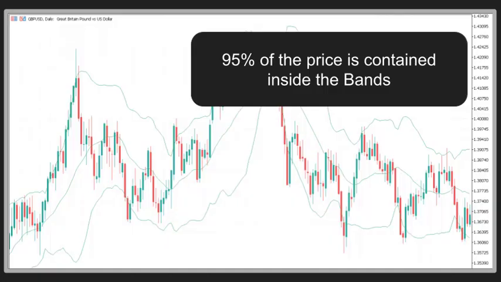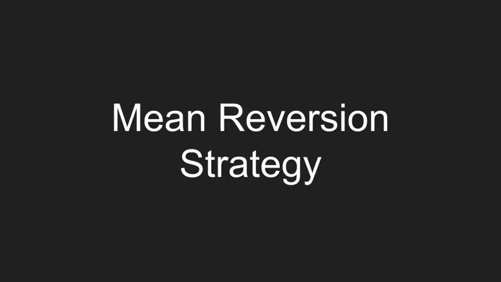So how can you trade Bollinger Bands? What we know is that price remains 95% of the time inside the bands. And for that reason, this is a good opportunity to try developing a mean reversion strategy.